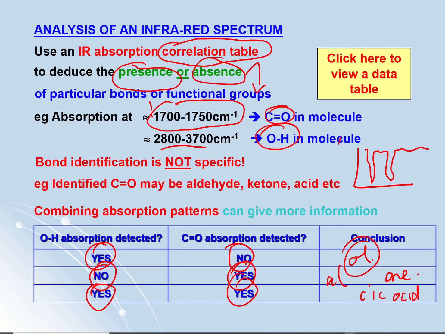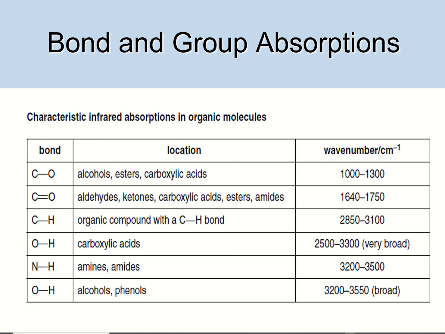Okay, so we can read off our trace first of all, then read off our correlation table, and then start to deduce what we have got in terms of functional groups. So that's the type of correlation table you'll get in your exam there. I think that's one I've just taken out of an exam paper.